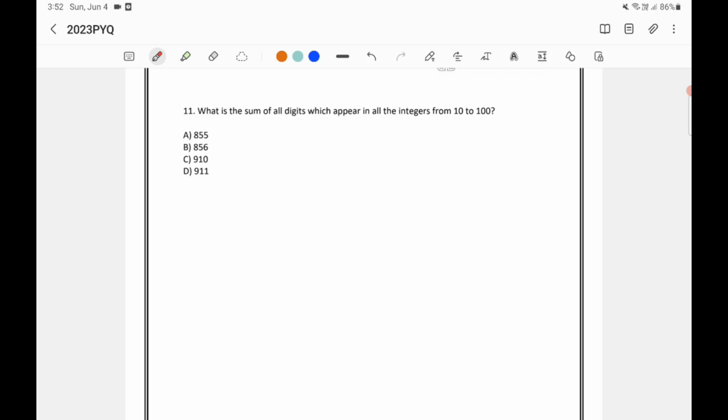What is the sum of all digits that appear in the integers 10 to 100? So what is the sum of all digits? Now here you can actually use a trick. I am finding out the sum of digits from 1 to 99, not 10 to 100, because 1 to 99 we have already studied.